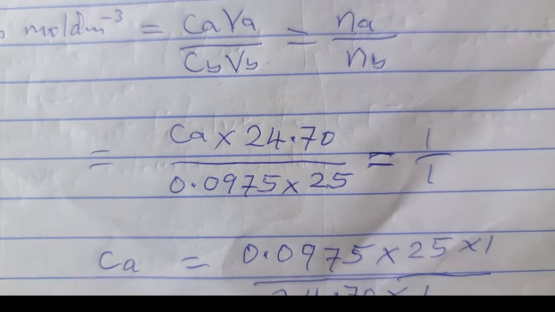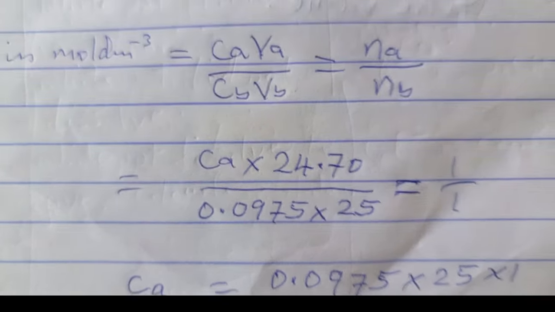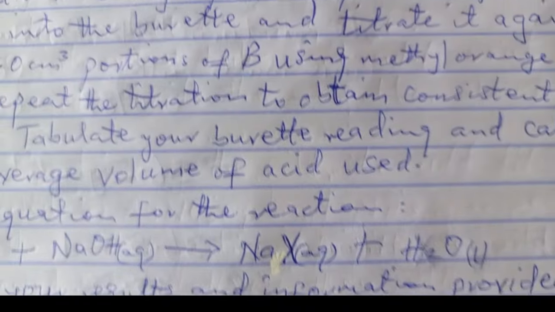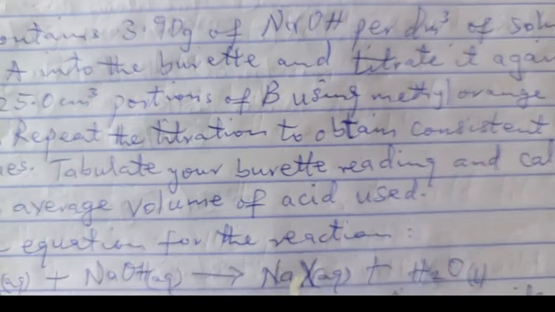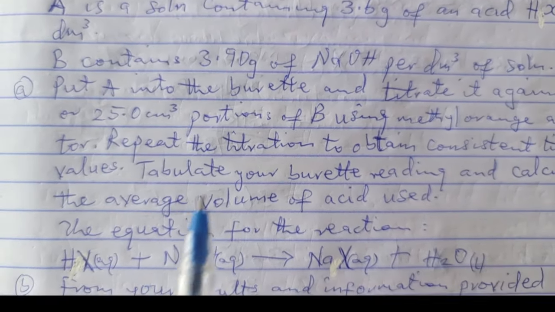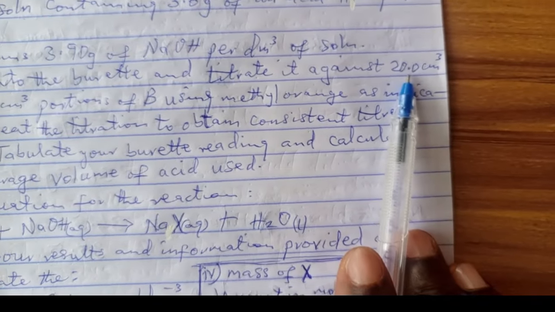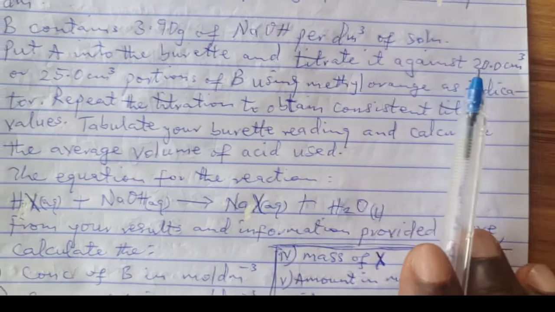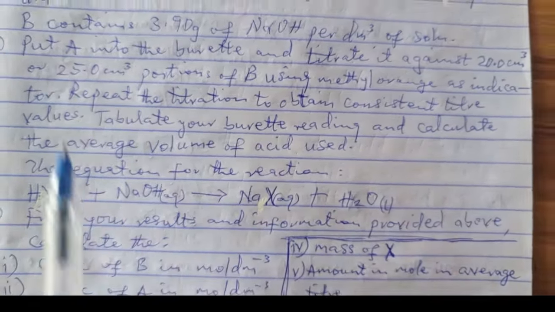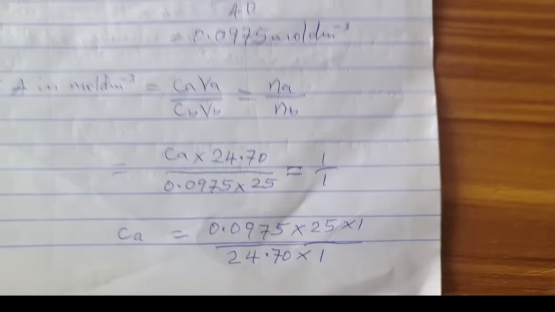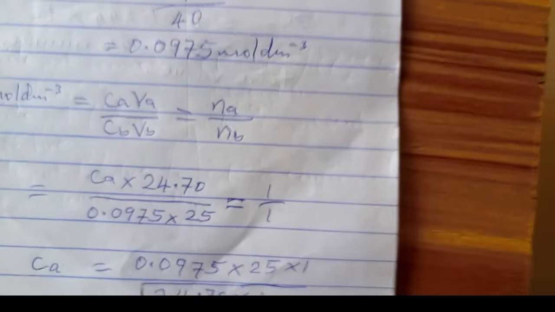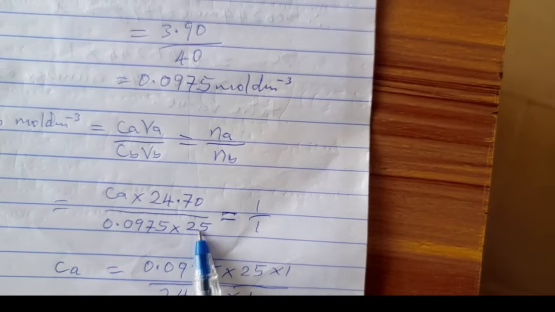And then volume of B. They told you in the question whether you are using a 20 or 25 portion of pipette. This is 25, this is 20. So you have to mention the one you are using. In this place, we are using 25, so I will substitute 25 here.